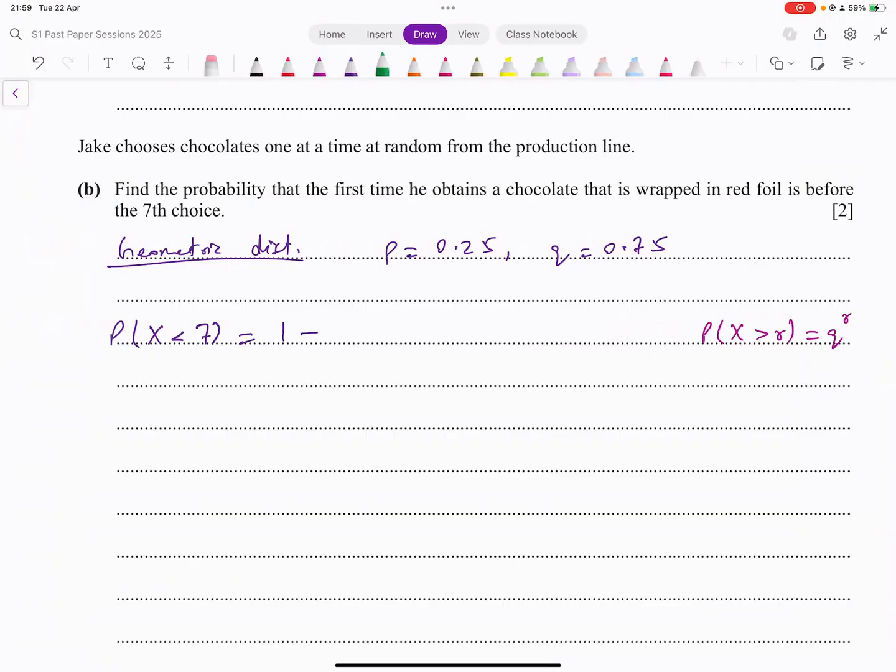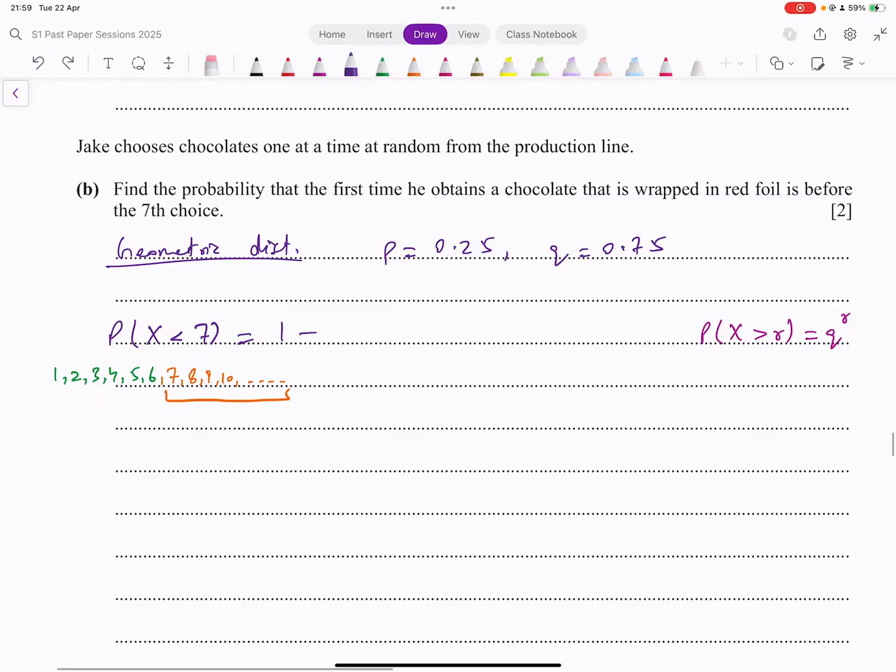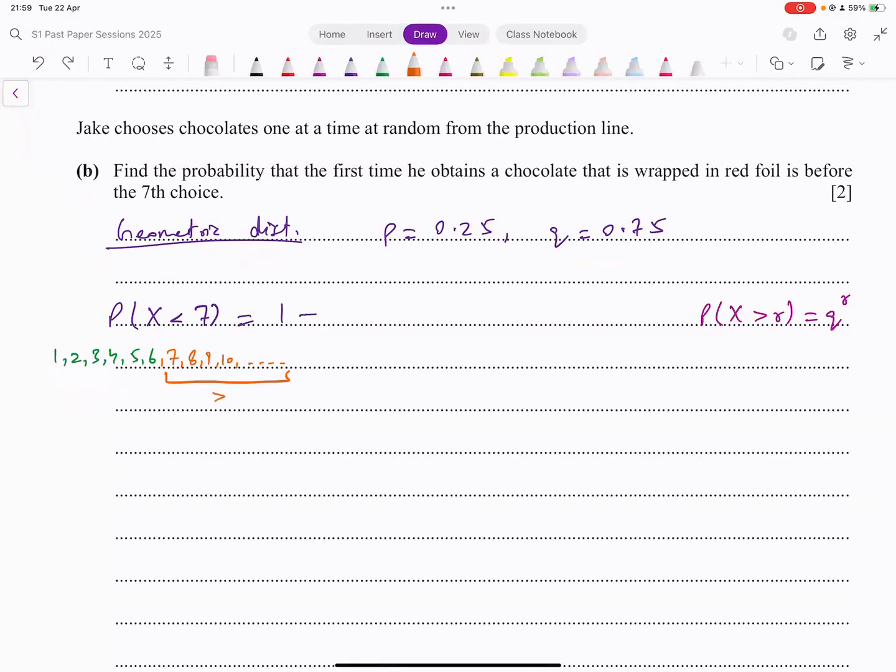Let's write down some numbers that will make it easier for you to think about this. 1, 2, 3, 4, 5, 6. These are the numbers that we want. What are the numbers that we don't want? 7, 8, 9, 10, and so on. These are the numbers that we don't want. How do we describe these numbers that you do not want? In greater than form. How do you describe these numbers? These numbers are greater than 6, right? So you say it's 1 minus probability of x greater than 6. You subtract from 1 the probability of x being greater than 6.